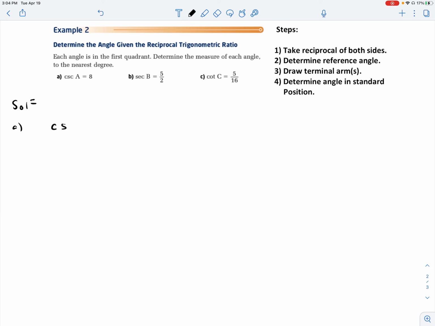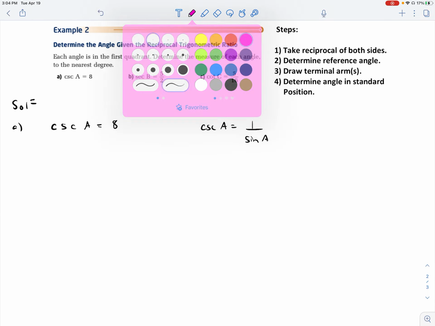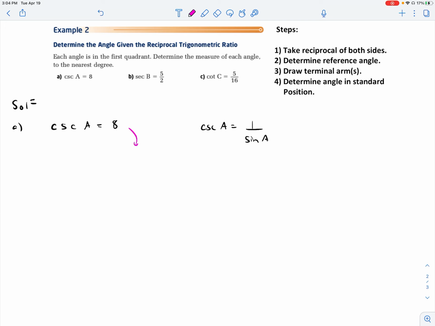So I'm going to write out my reciprocal trig ratio. I need to recall that cosecant is equal to 1 over sine. That's the relationship between those two. They're the reciprocal of each other. So now in order to solve, I need to take the reciprocal of both sides. What's the reciprocal of cosecant? Well, it's just sine.